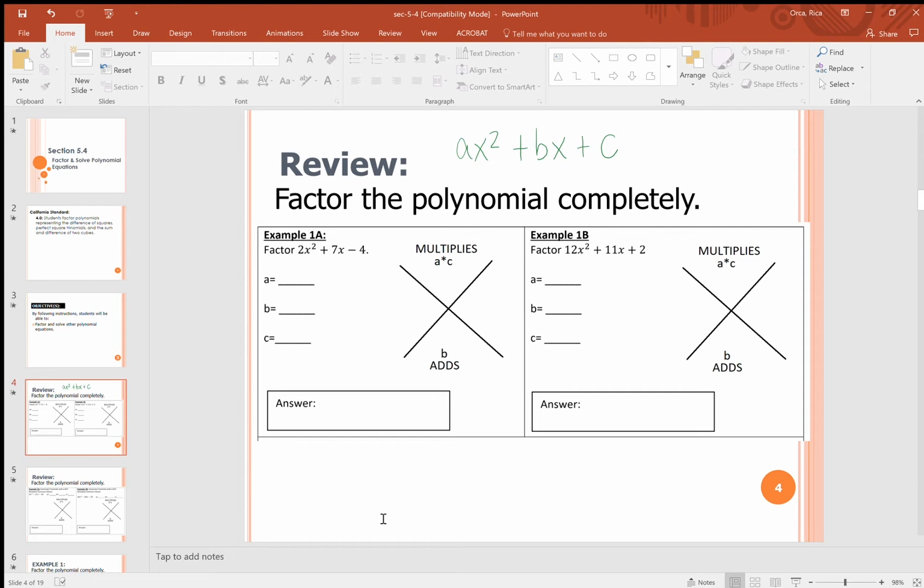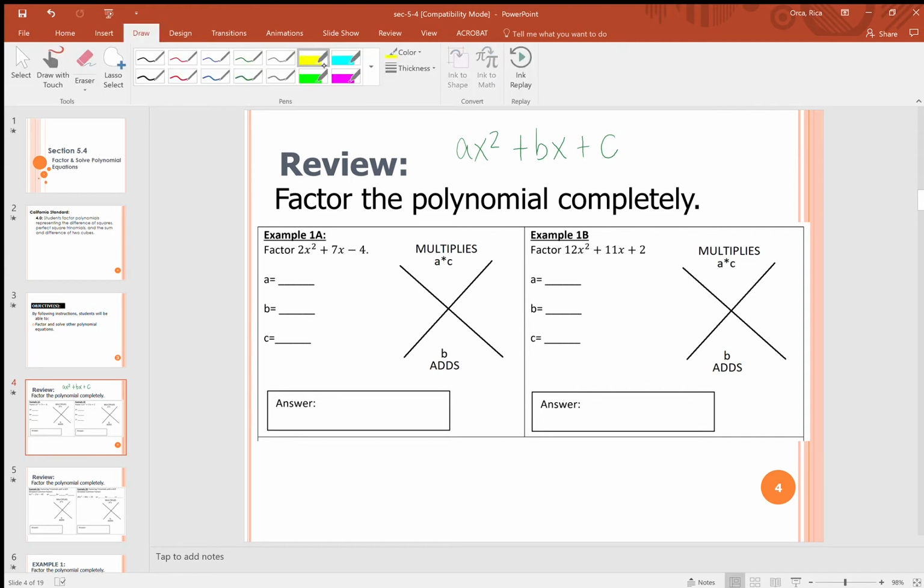Let's get started. In example 1a, we want to factor 2x squared plus 7x minus 4. Let's go ahead and identify a, b, and c. A is 2, b is 7, and c is negative 4.